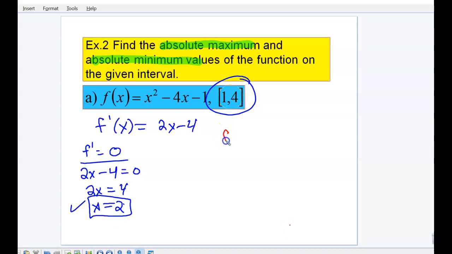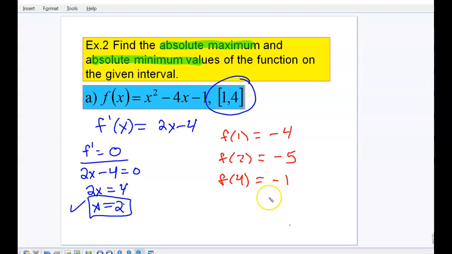So what I need to do now is evaluate the function at 1, at 2, and at 4. If I plug 1 into the original function, I'm going to get a value of negative 4. If I plug 2 into the original function, 2 squared is 4, and this is going to end up being minus 5. And if I plug 4 into the function, I get minus 1.